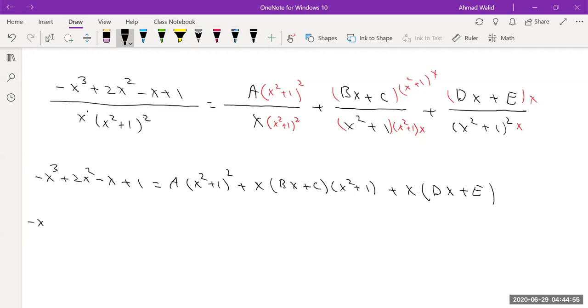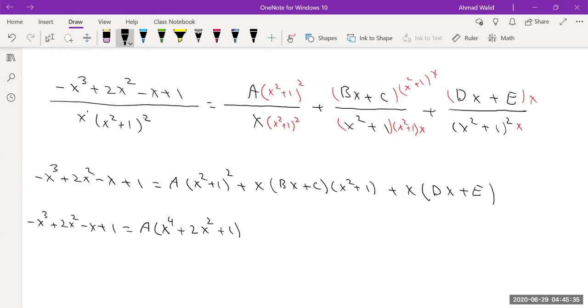Then you can write negative x cubed plus 2x squared minus x plus 1 equals a times. Here, you can use the a plus b all squared formula, or you can multiply x squared plus 1 with x squared plus 1 and write the result here. I'm using my formula, a plus b all squared. The square of the first, x to the power of 4, plus 2 times this term and this term, which gives you 2x squared, plus the square of the third term, which is 1.